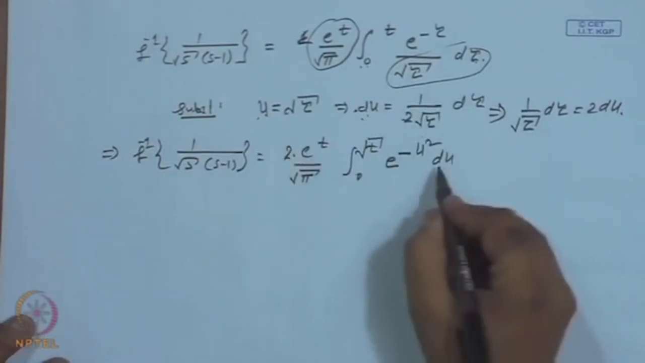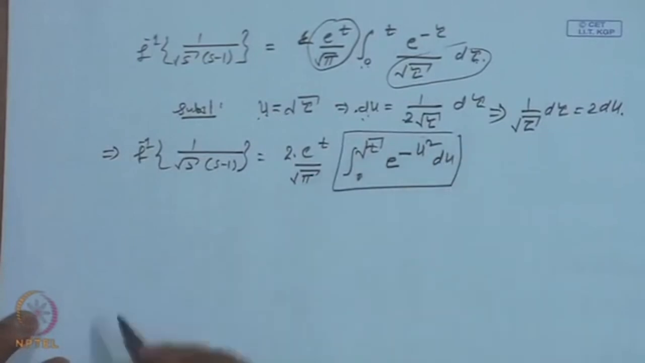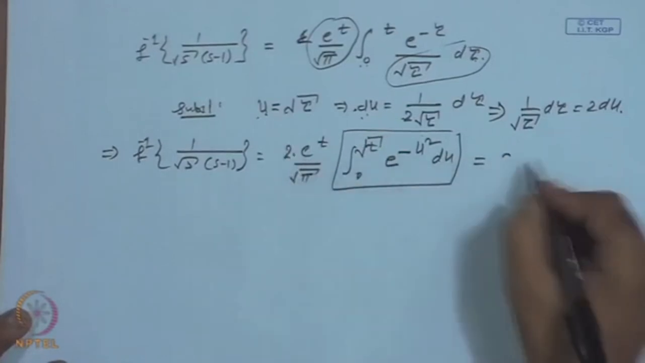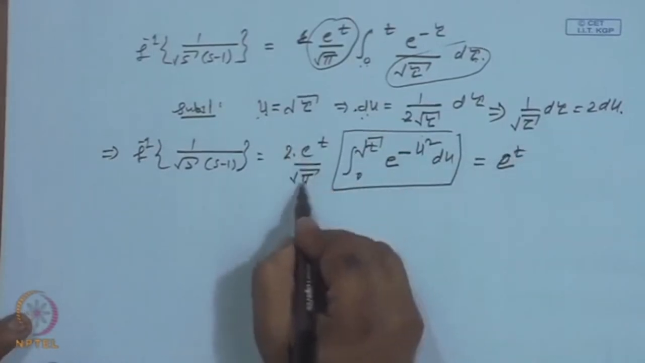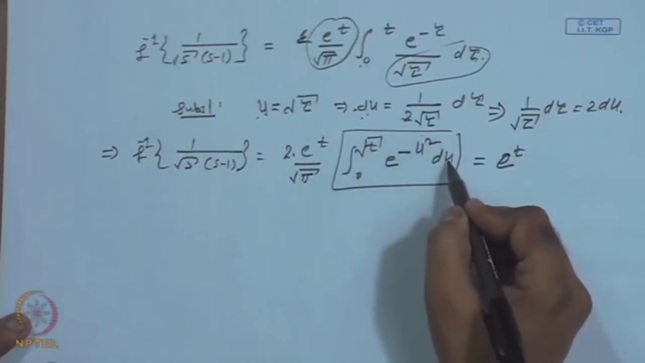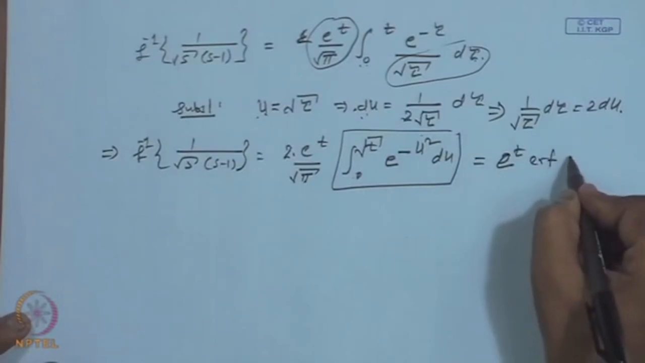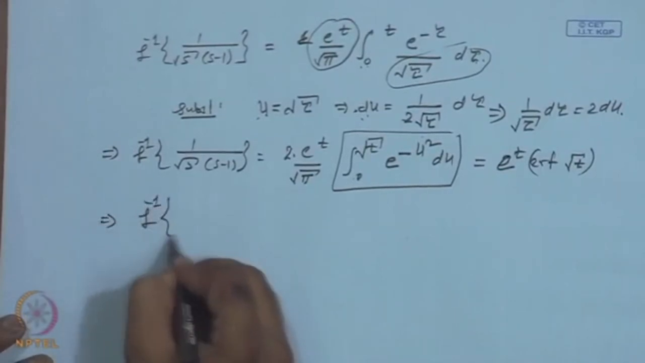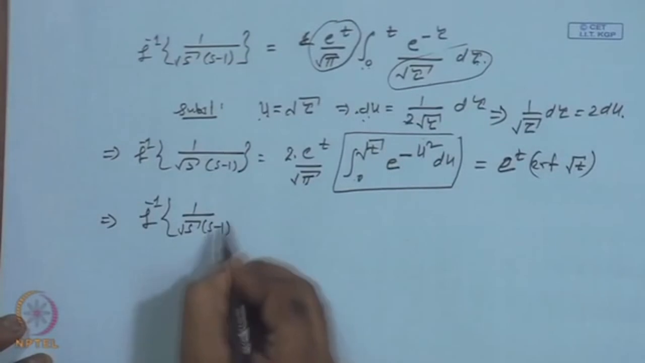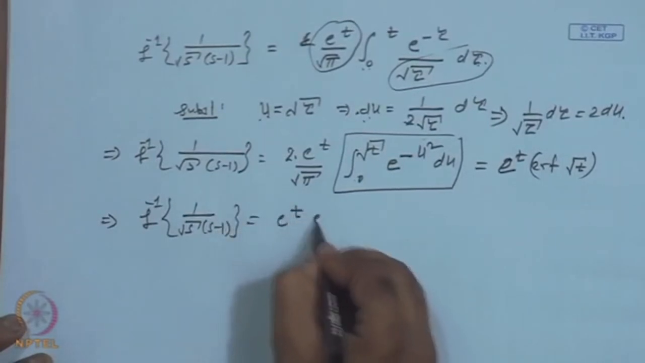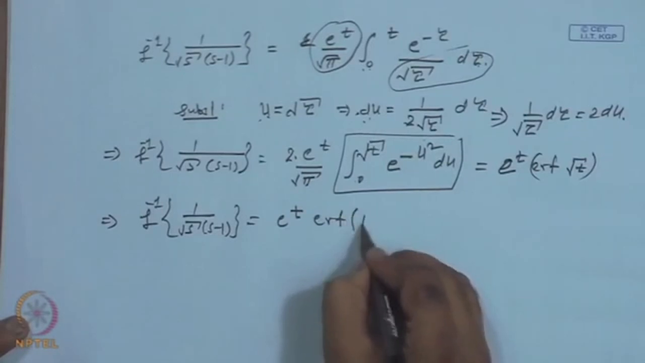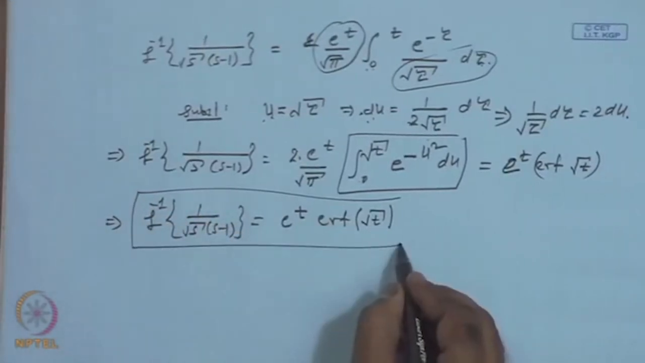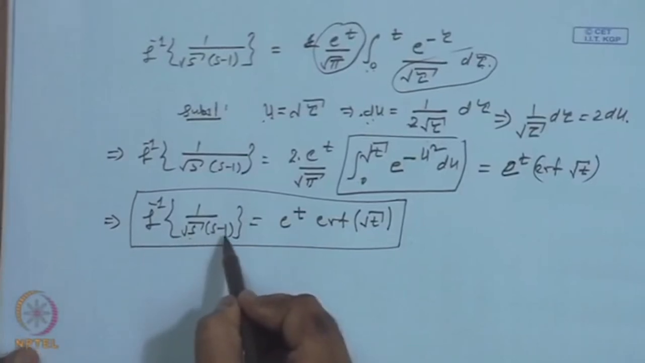So 2 comes here, and then we have du, and this is a familiar function. We now have e to the t times 2 over square root pi, integral from 0 to square root t of e to the minus u squared du, and this is the error function of square root t that we introduced today. So the Laplace inverse of 1 over square root s times (s minus 1) is e to the t times the error function of square root t.